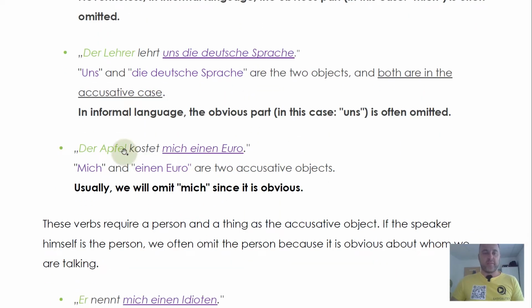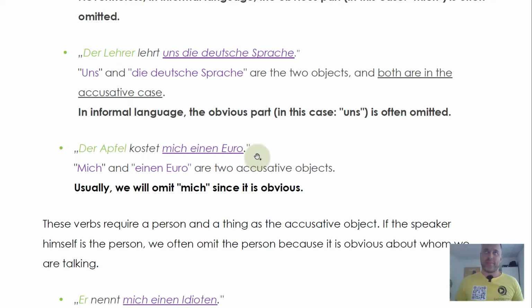And it's very similar with a very basic verb that you probably know. Der Apfel kostet mich einen Euro. To be honest, probably you have never heard it with this pronoun, but in theory, you have to put it there. Der Apfel kostet mich einen Euro, so the apple costs me €1. I assume you can do this in English too, but it's the same thing. You usually drop the me because it's very, very obvious.